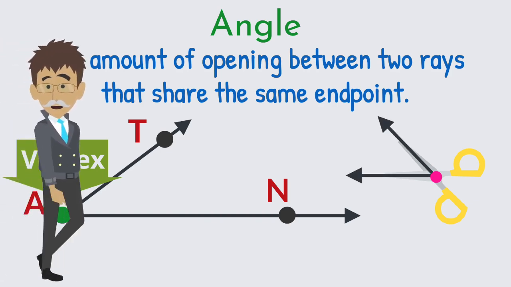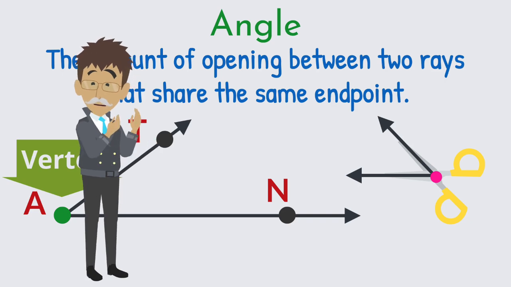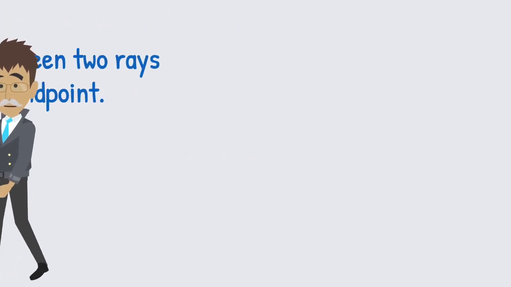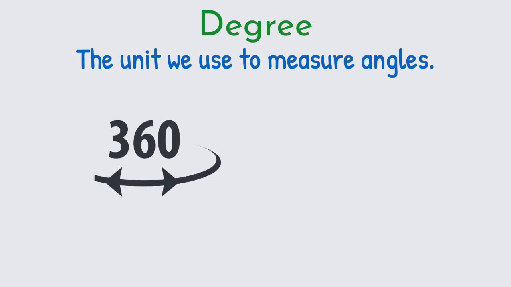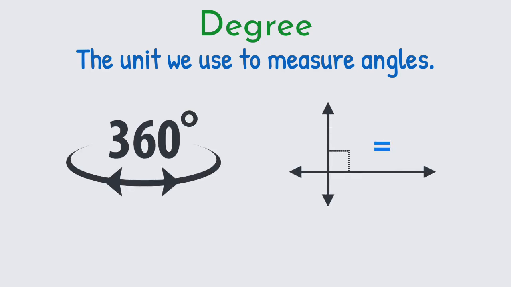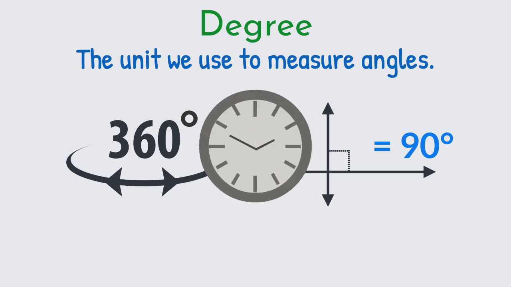Now that we officially know what an angle is, let's talk about how to measure one. Degree. The unit we use to measure angles. A full turn all the way around is 360 degrees. A right angle is exactly 90 degrees. Think of degrees like the tick marks on a clock, helping us describe exactly how far open or how far turned an angle is.